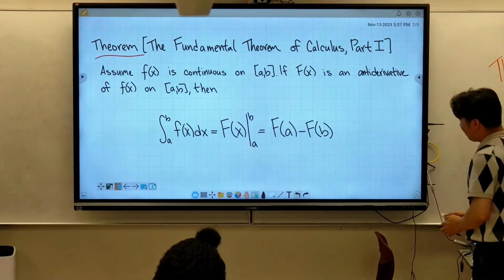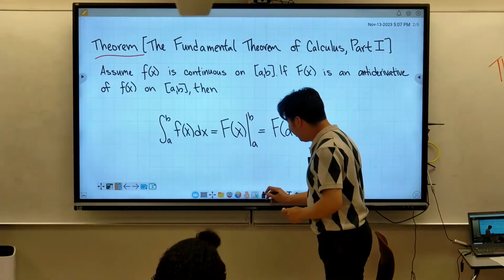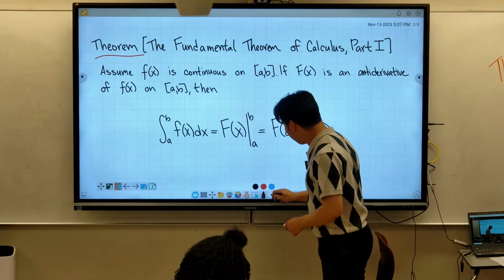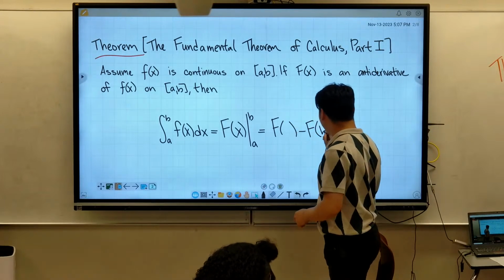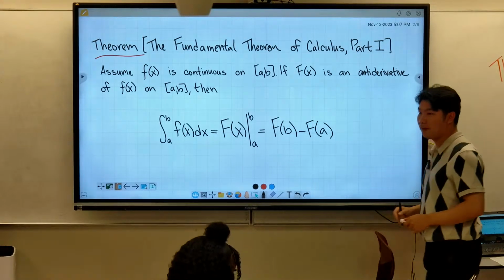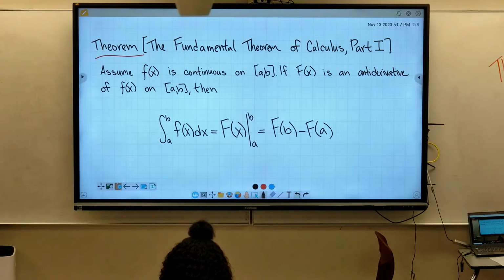Oh, and I actually made a mistake here. This should be F of b minus F of a. That is a very big mistake on my part. F of b minus F of a. Upper bound minus the lower bound.